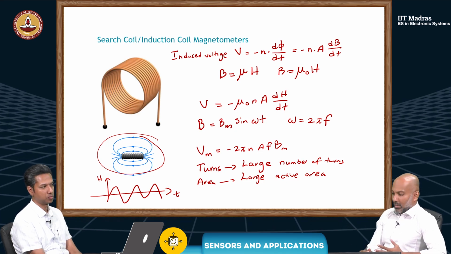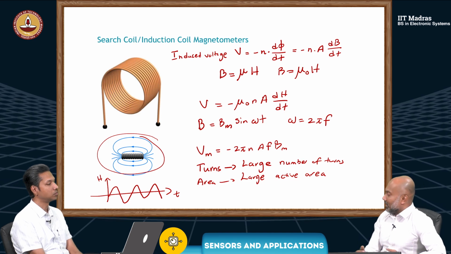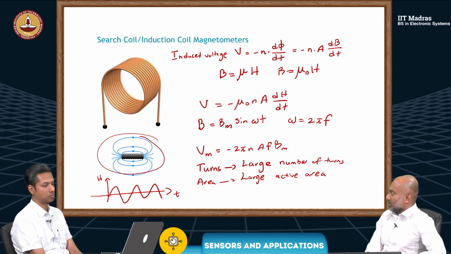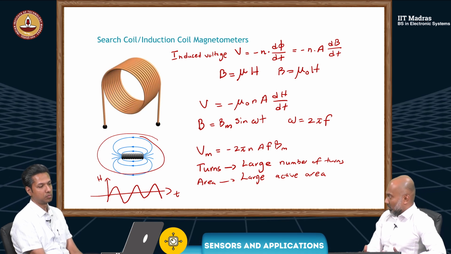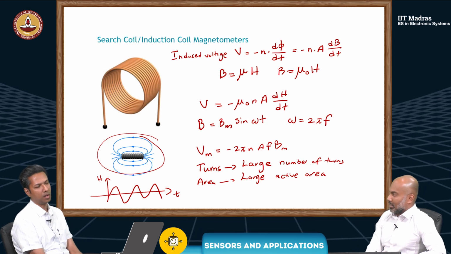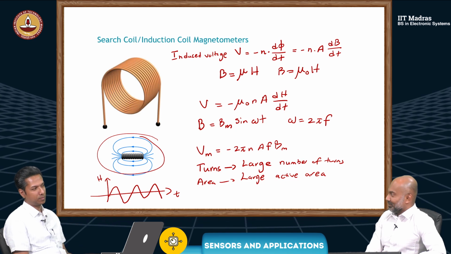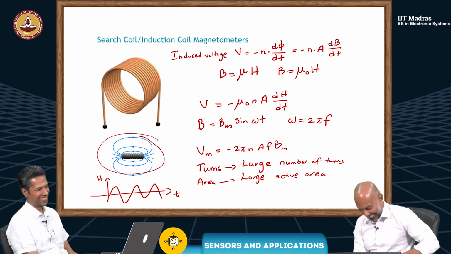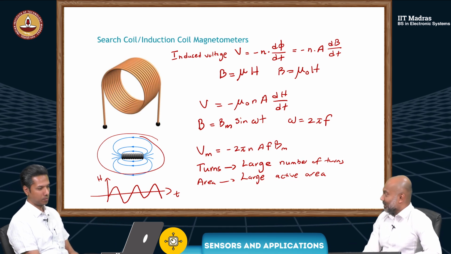But is that it? Is it actually that simple to design a search coil to get maximum output? Or are there other things we need to consider? If the coil is ideal like this, then this may be enough. As we go along, we'll see there are more things that you need to consider.